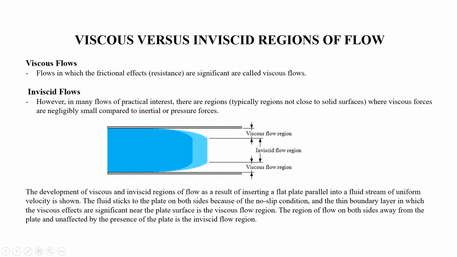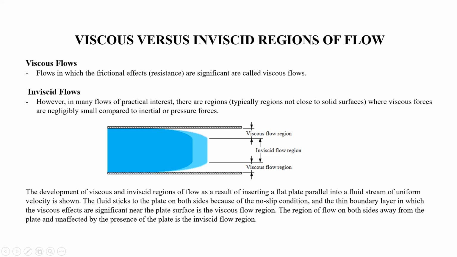Hi everyone, in this video we're going to explain the classification of fluid flows. The first is viscous versus inviscid regions of flow. The flows in which frictional effects are significant are called viscous flows. Boundary layer flows are an example of viscous flow. However, in many flows of practical interest, there are regions, typically regions not close to solid surfaces, where viscous forces are small compared to inertial or pressure forces.